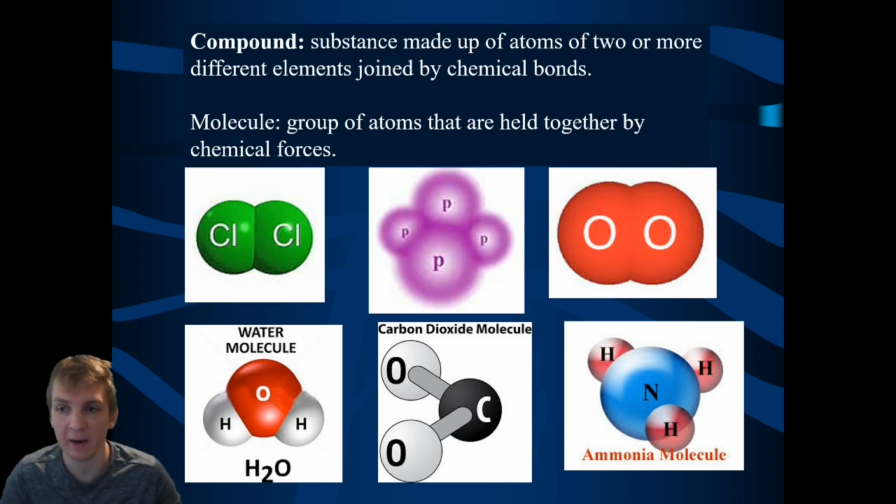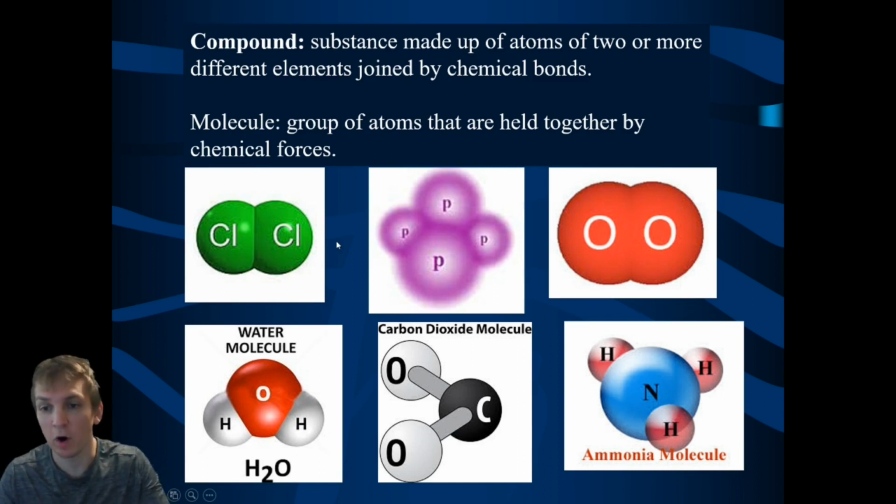And a molecule is a group of atoms that are held together by chemical forces. Now, compounds can be molecules, but not all molecules are compounds. So it's kind of tricky. It's kind of like that square rectangle thing, right? Every square is a rectangle, but not every rectangle is a square. Similarly here, every compound is a molecule, but not every molecule is a compound. So these are all molecules that you see on the page here on the slide. These are all molecules, but they are not all compounds, because they don't all contain different elements.